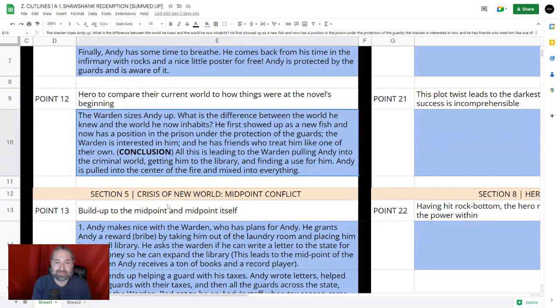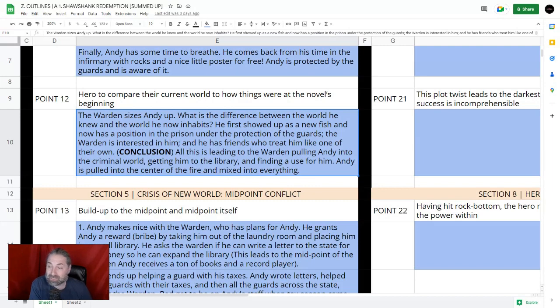and the old world, right? So the warden sizes up Andy. What is the difference between the world he knew and the world he now inhabits? As it says on the screen, he first showed up as a new fish and now has the position in the prison under the protection of the guards. The warden is interested in him, and he has friends who treat him like one of their own. Conclusion: all this is leading to the warden pulling Andy into the criminal world, getting him to the library, and finding a use for him.